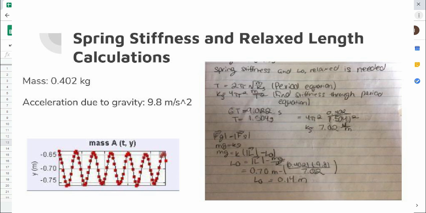The spring stiffness was calculated from the period formula, as you see on the screen. The period was found by counting the troughs in the graph in Tracker and dividing the time by the number of troughs. Spring stiffness is calculated to be 7.02 newtons per meter. Relaxed length was calculated by setting the spring force equation, which is Hooke's law, equal to the gravitational force equation and rearranging the formula to solve for L naught, which is 0.14 meters.